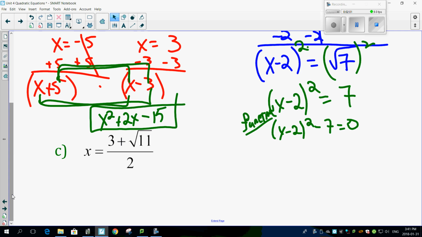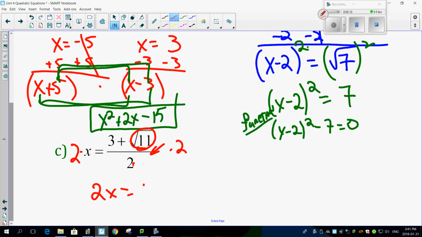Same idea. Just do the opposite. That was divided by 2. Leave this guy to be last. That was divided by 2, so multiply both sides by 2. So now you have 2x equals 3 plus root 11. And that's no different than the one that you did up here.